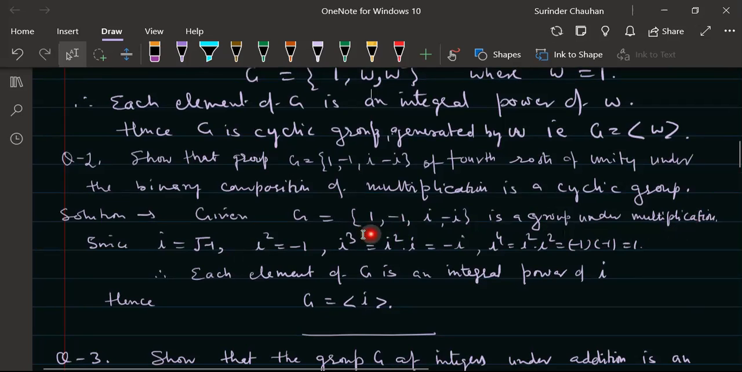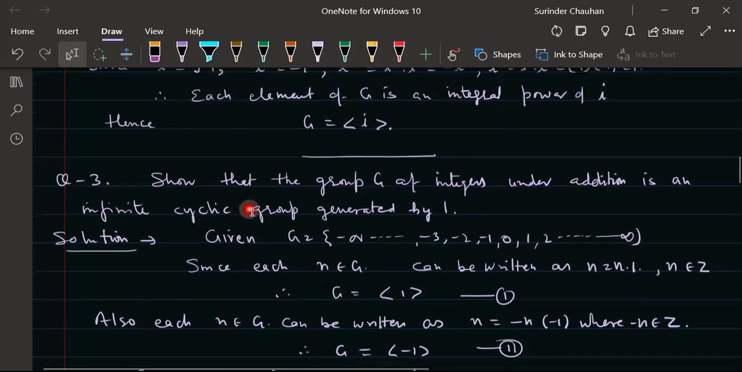So now iota, we know iota is equal to square root of minus 1. Iota square is equal to minus 1. Iota cube is equal to iota square into iota, that is minus iota. Iota 4 is equal to iota square into iota square, which is equal to 1. So each element of G: iota to the 4 is equal to 1, iota cube is equal to minus iota, iota square is equal to minus 1, iota is equal to iota. So each element of G is generated by iota, integral powers of iota generate the group G. This implies G is a cyclic group generated by iota.